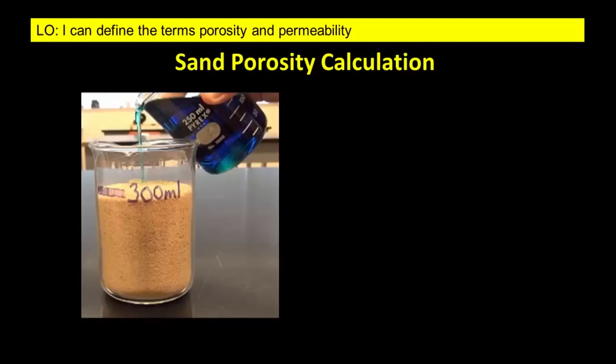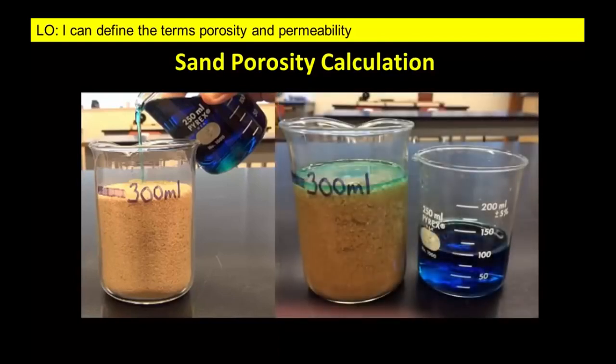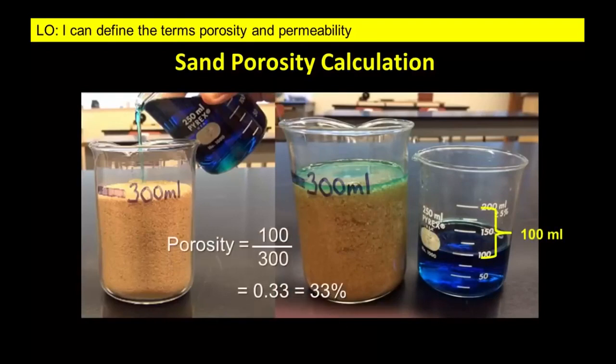In this case, it is more difficult to make out spaces between the smaller individual sand particles. What proportion of the sand do you think is composed of empty spaces? This time the sand mixture accommodates 100 milliliters of water, indicating that the estimated porosity of sand is about 33%, a little less than that of the gravel.